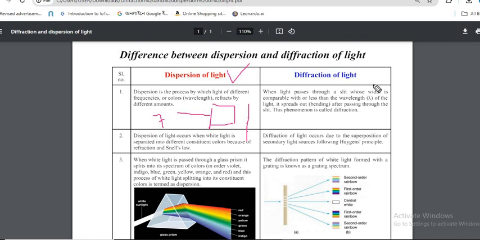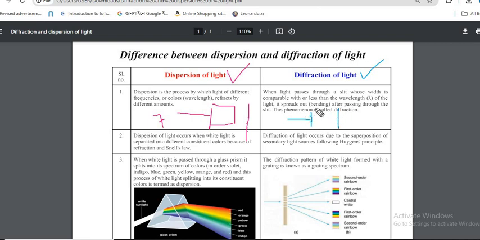Now, what is diffraction? Diffraction is the case when light passes through a small slit, which is comparable to or less than the wavelength of light. Then there will be spreading or bending of light after passing through. What is the idea? When light passes through a slit, meaning a gap for the light to pass through, the wavefronts will form secondary light sources. They will pass through this and produce an effect over that.